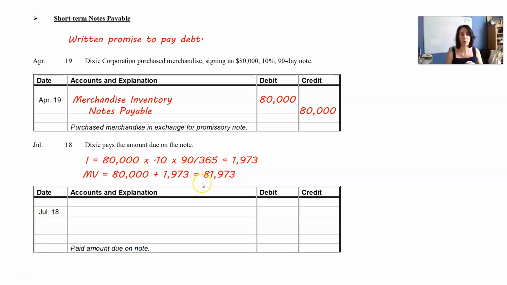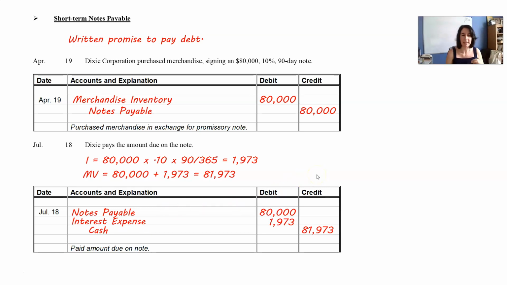All right. So starting off, the main piece is cash. Dixie owes $81,973. So that is the amount they have to pay, no question. And we have to reduce our note payable for $80,000 because we're now paying it off. And the other piece is interest expense of $1,973.